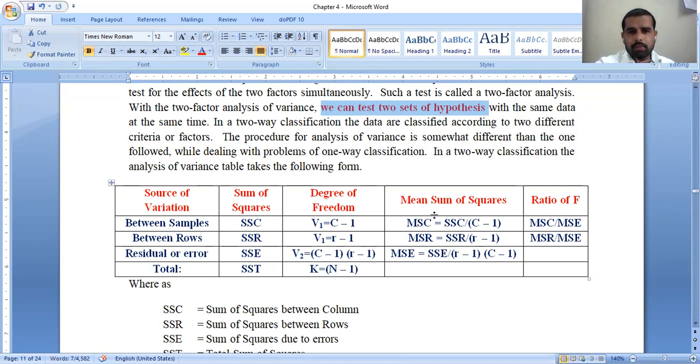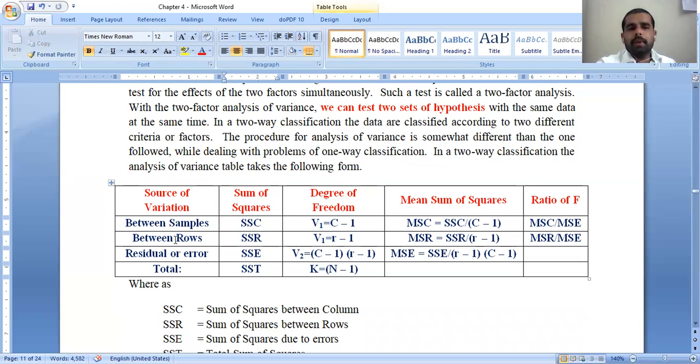We are going to test these in this model. Observe carefully here. We are going to discuss this table, and the table is very important. In the previous one-way classification, we had within samples and between samples, but in addition, in two-way classification, we have residual or error, one more row. The columns are source of variation, sum of squares, degrees of freedom, mean sum of squares, and variance ratio of F. These are the 5 columns. Here 3 rows will be there.